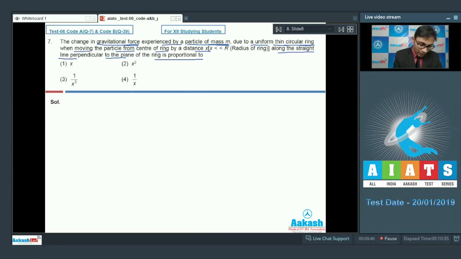We know that if there is a ring of mass capital M and radius capital R, the gravitational field at a distance x from the center along the axis will be given by the formula G M x upon R square plus x square whole to the power 3 by 2. This is the formula of the gravitational field due to a ring, right?